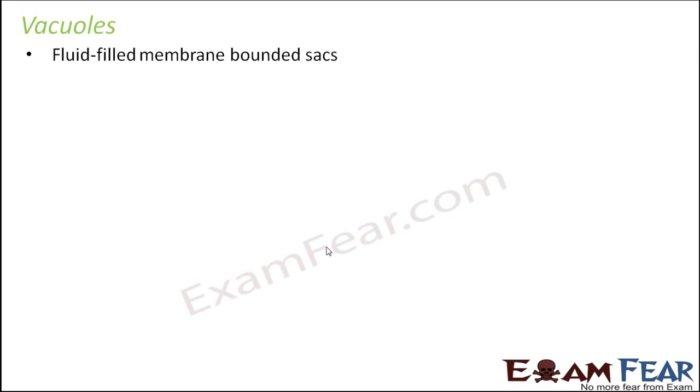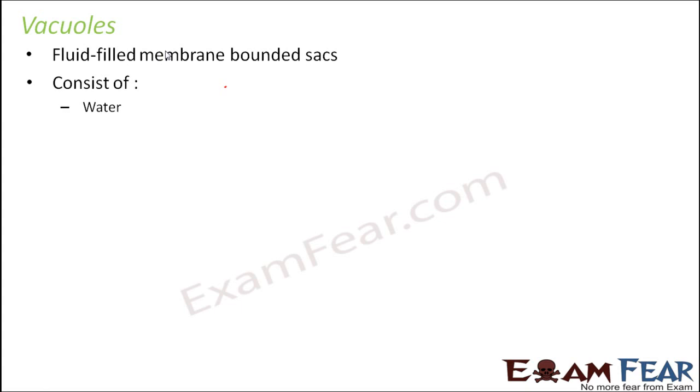Now, vesicles can be secretory vesicles which contain something to secrete out after some time. They can be transport vesicles, that is, they contain something to transport from one place to another. In case of vacuoles, they are again membrane-bound containers, but they are filled with fluid. Now, you might be wondering, why do we need containers filled with fluid? We will see what is there in the fluid. There is something very, very important stored in that fluid.